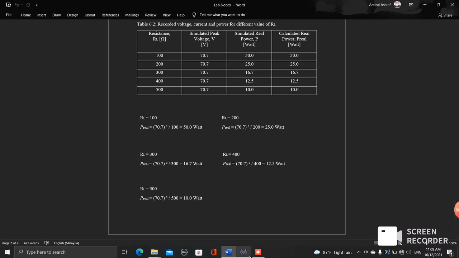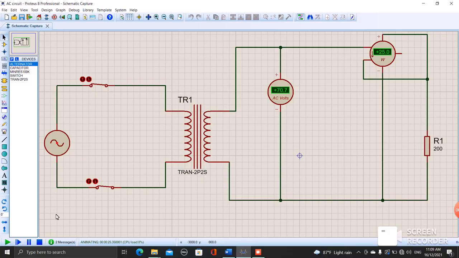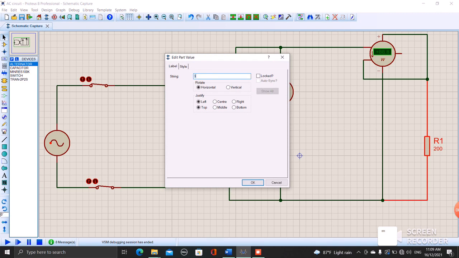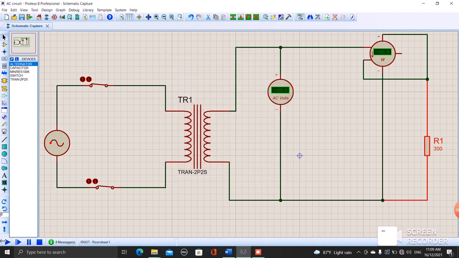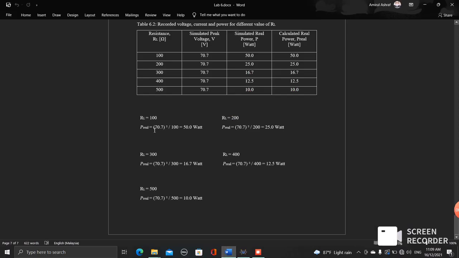answer. When we change the value to 300, then we simulate, we get the same answer for voltage and 16.7 watts. Also the same when we calculate manually, we get 16.7 and so on.